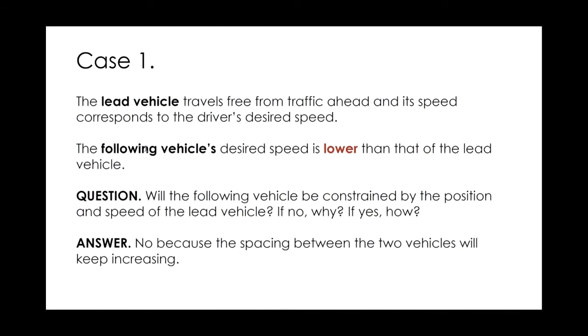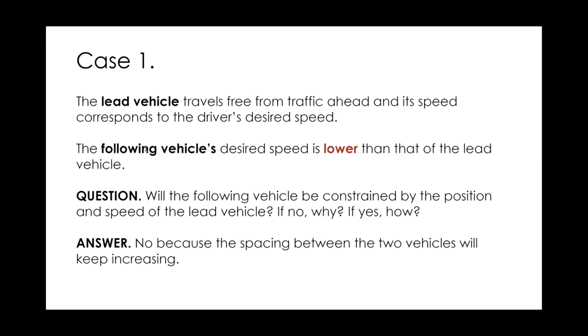So imagine, let's first have a look at one case, case one. Imagine the lead vehicle is traveling free from traffic ahead, and its speed corresponds to the driver's desired speed. The following vehicle's desired speed is lower than the lead vehicle. So what I'm saying here is the lead vehicle is traveling free of traffic with whatever speed the driver wants to, and the follower vehicle has a speed lower than the lead vehicle. What will happen? The question is, will the follower be constrained by the position and the speed of the lead vehicle? Is it yes or no?